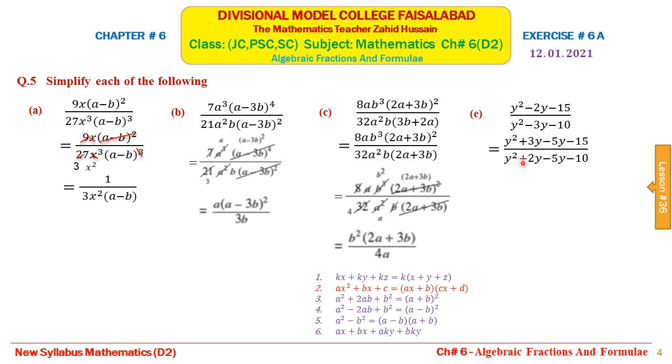and the factors of minus 10 are plus 2 and minus 5. When we add these two we will get minus 3, and when we multiply plus 2 and minus 5 we will get minus 10. Now factorize this by grouping the first two terms and last two terms. From the first two terms in the numerator y is common, and we are left with y plus 3, and from the last two terms in the numerator minus 5 is common, so we will be left with y plus 3.